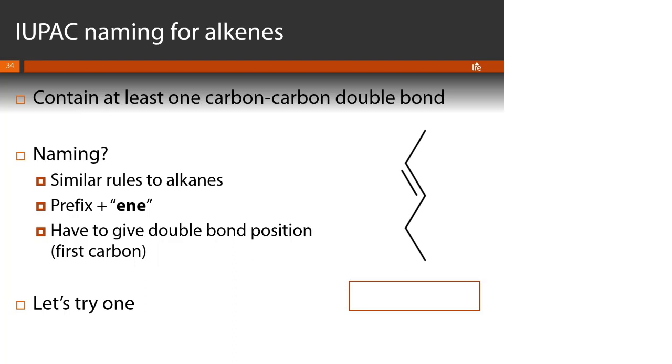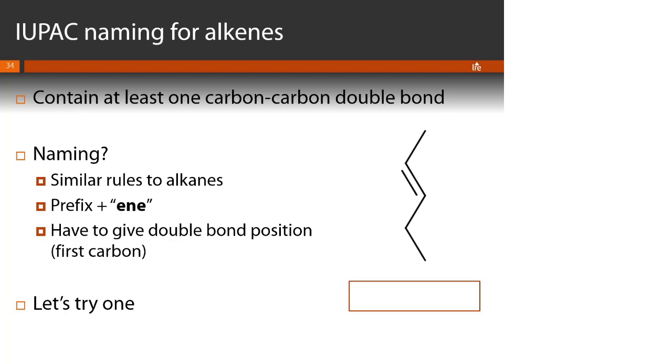E-N-E. And then you're going to number your alkene chain, and you're going to give me the position of the double bond, so the first double bonded carbon. Okay, so go ahead and pause the video and see if you can use these rules to come up with a name for this molecule on the right.